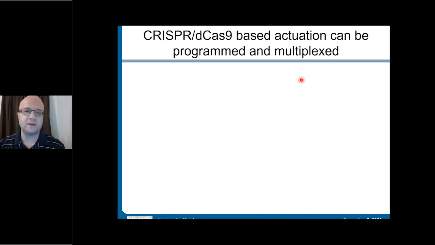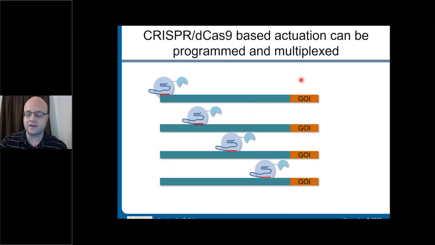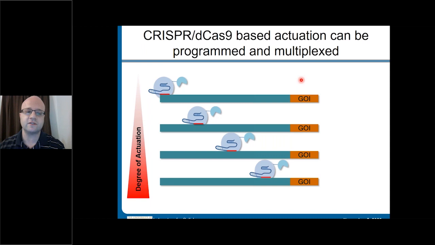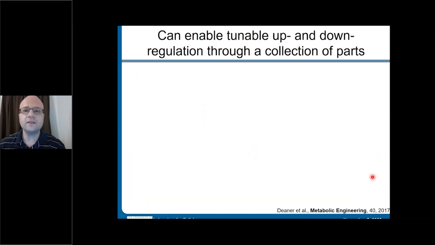We showed that we can program this and multiplex it, meaning we can step in various different manners across a gene of interest, look at that change in the degree of actuation, and link that back to our phenotypic response. We can do this mapping of change of gene expression to either an output of a pathway or a more global phenotype, such as a growth tolerance or a growth phenotype on a unique sugar, for example. So the tool really enables tunable up and down expression across different promoter elements.